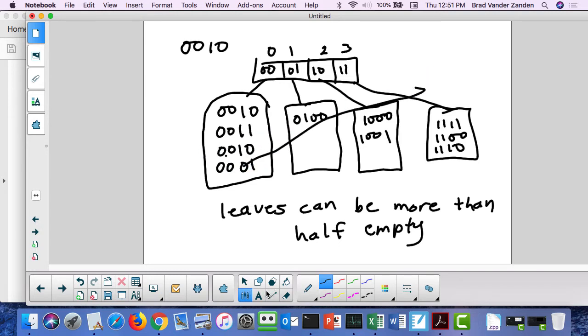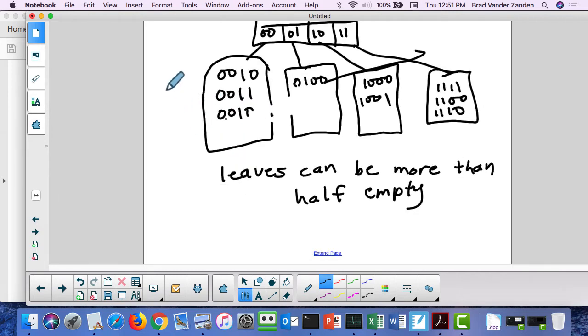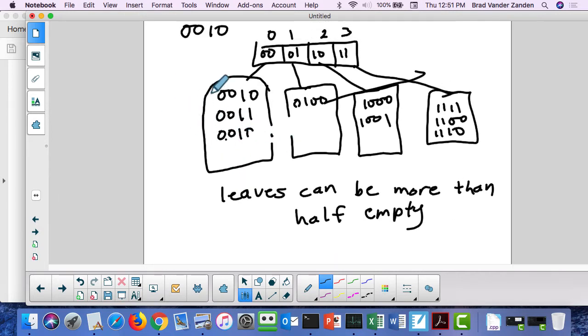So the 0000 is going to move out, and it's going to move off into its own leaf. This 001 is going to come in because 001 is the leading bits, and all the other ones were still 001s. So the 0000 moved out.